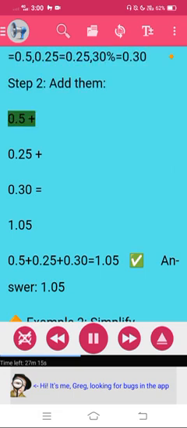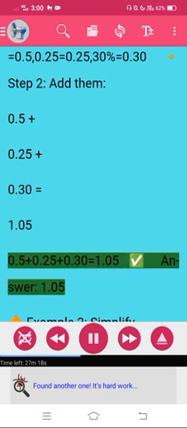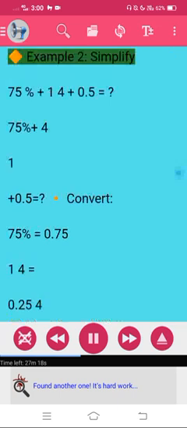Small diamond step 2. Add them. 0.5 plus 0.25 plus 0.30 equals 1.05. Check mark answer: 1.05.